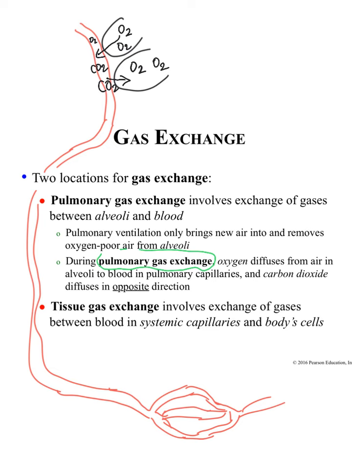Tissue gas exchange is not within the lungs. So this is once we've basically loaded up this oxygen in the red blood cells, it's going to travel through the systemic circulation until it gets to those specific tissue beds. And once again, because we have more oxygen in one place, in this case inside of the blood, oxygen will diffuse into the interstitial spaces and then of course can go inside of our cells.